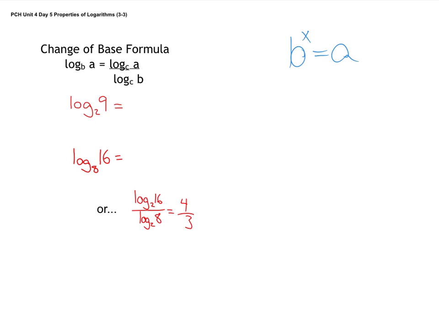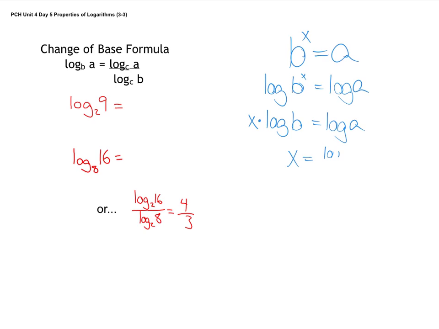Take the log of both sides. So I have the log of b to the x equals the log of a, right? Now what could I do? You can move the x to the front and divide by log b on both sides. I could pull that x out to the front: x times the log of b equals the log of a. And then we can divide both sides, so x is the log of a divided by the log of b. And now I know what x is.